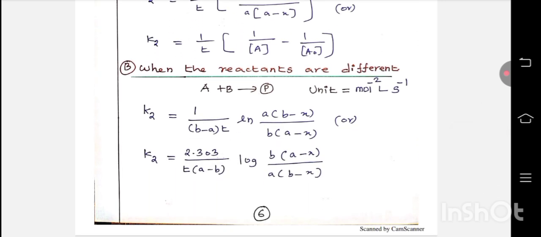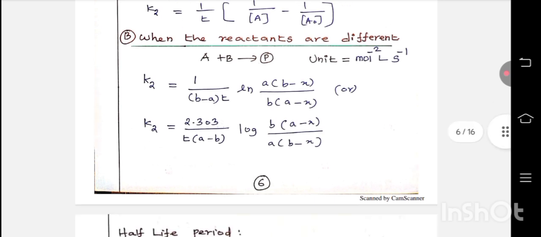When the reactants are different, the unit equal to mole minus 2 liter second inverse. A plus B gives product. Therefore, rate constant K2 equal to 1 by B minus A T ln A into B minus X divided by B into A minus X, or K2 equal to 2.303 by T into A minus B log B into A minus X divided by A into B minus X.